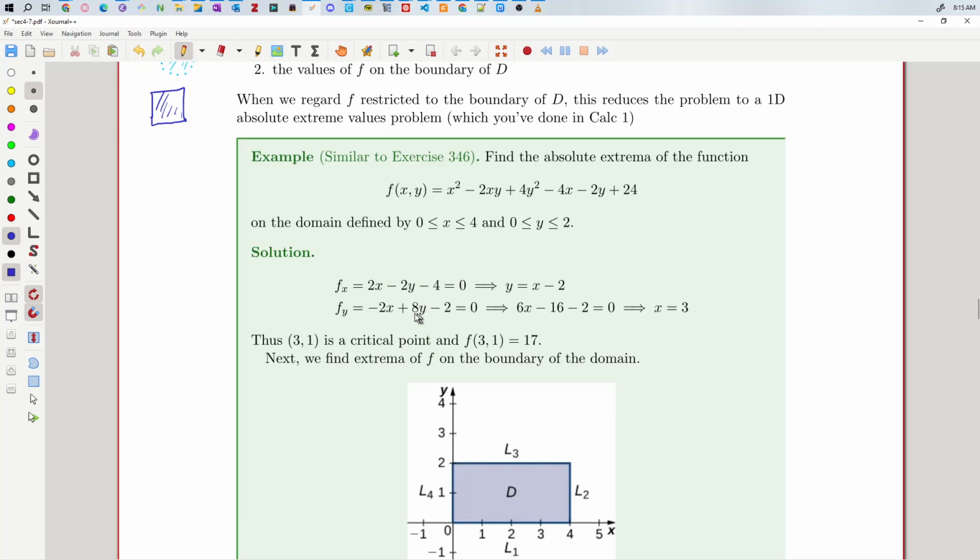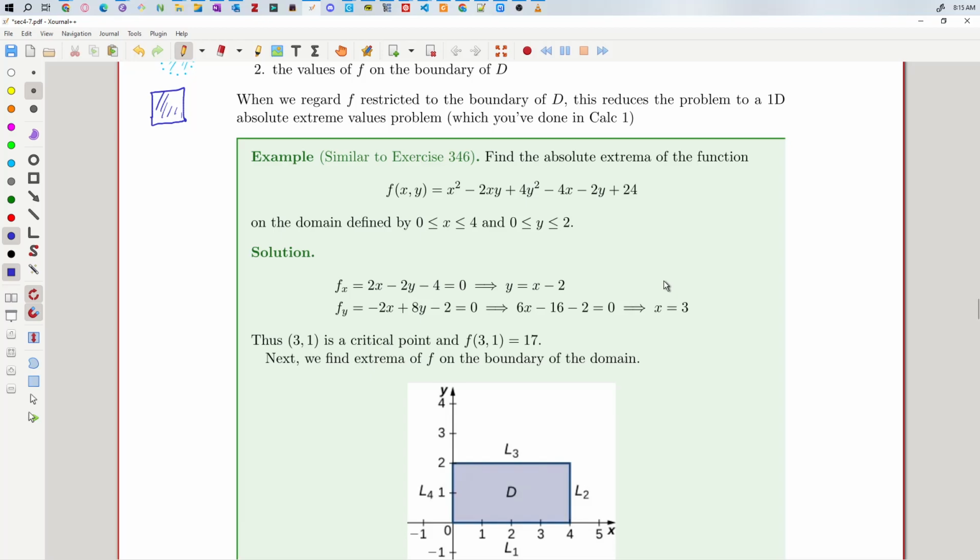I replace the y here with x minus 2 in parentheses. So you get 8x minus 2x, which gives you 6x, and then you get a minus 16 minus 2, which I wrote there. That's a total of minus 18. Bring it to the other side, divide by 6, you get x equals 3. So with x equals 3, you plug it back in, and you get y is equal to 1.